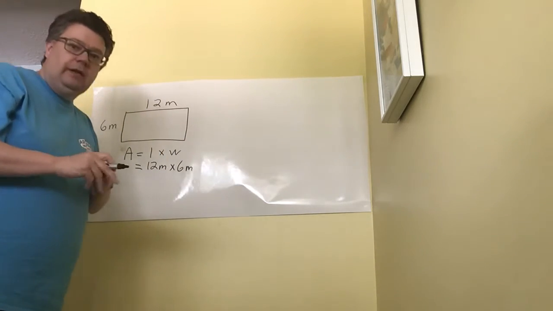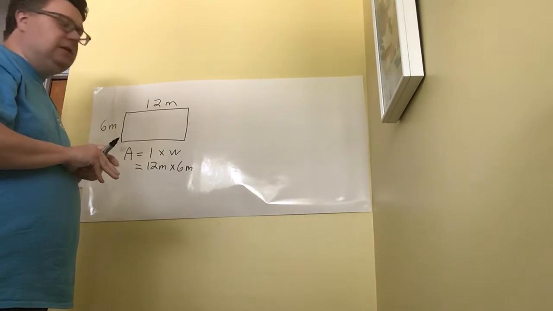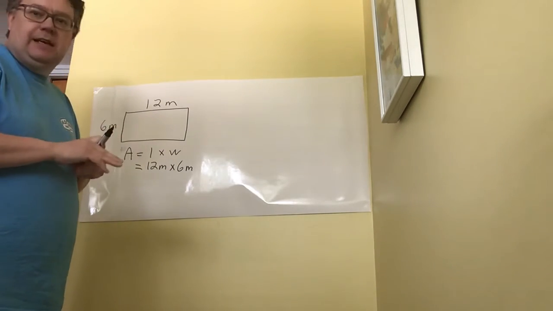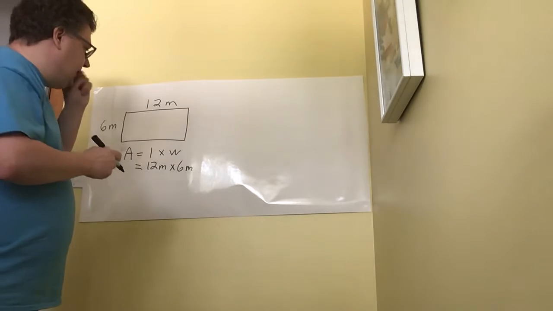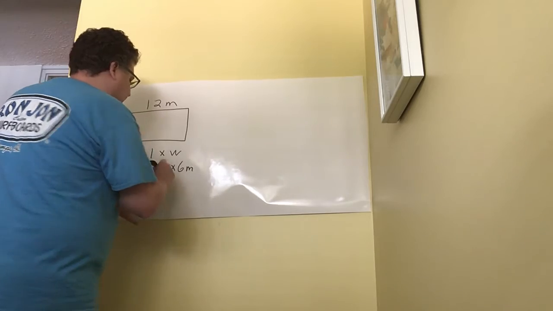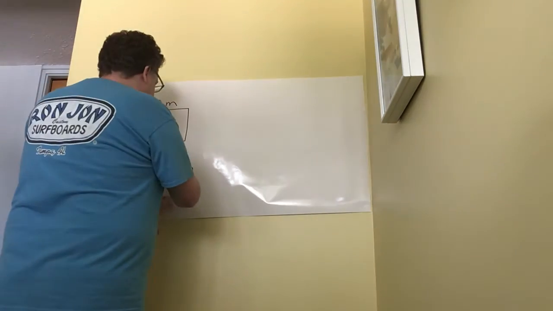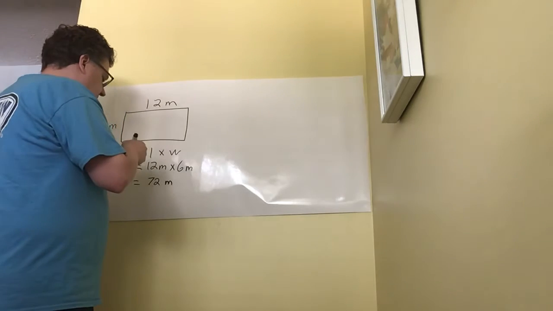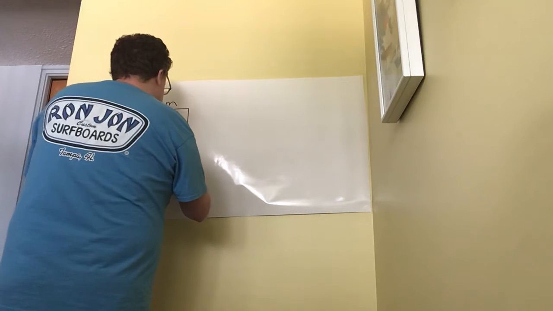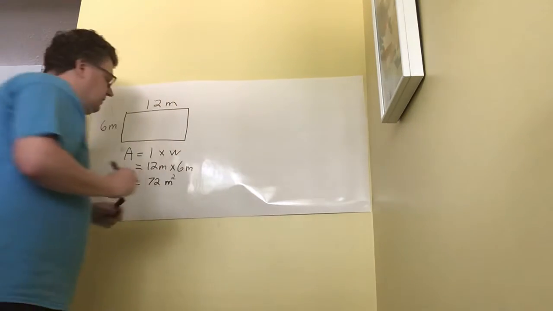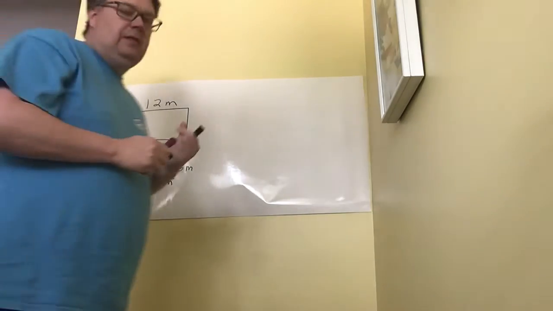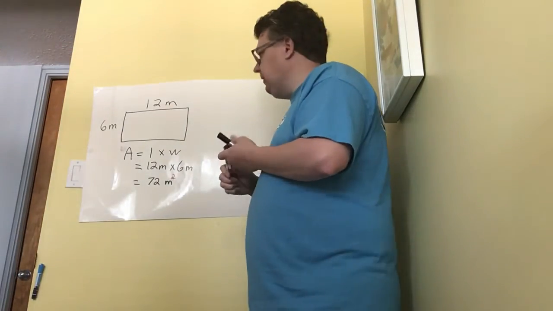And you can use a calculator for this because I want to see if you can use the formula and the units correctly and not make mistakes by multiplying. Okay, so the answer to this is 72. Our unit is meter, and the most important part here is this little 2. Square meters, okay? And this is very different from perimeter, okay?